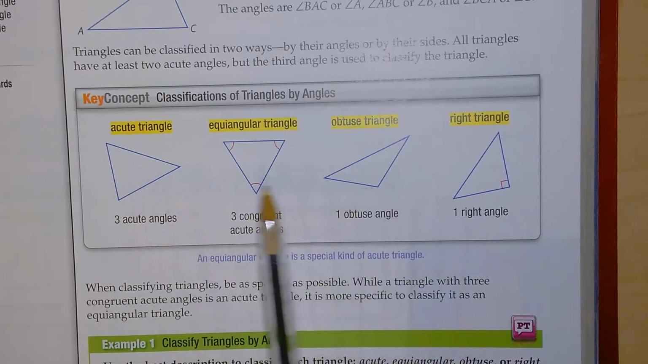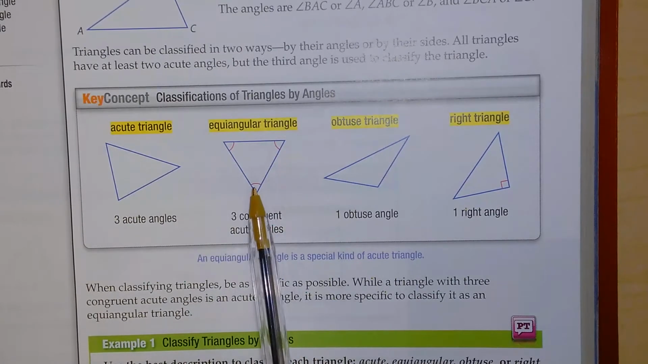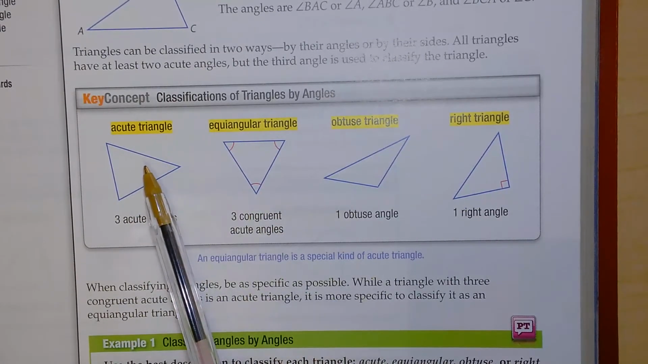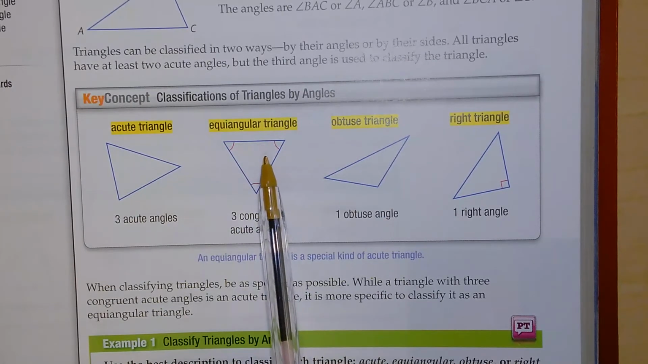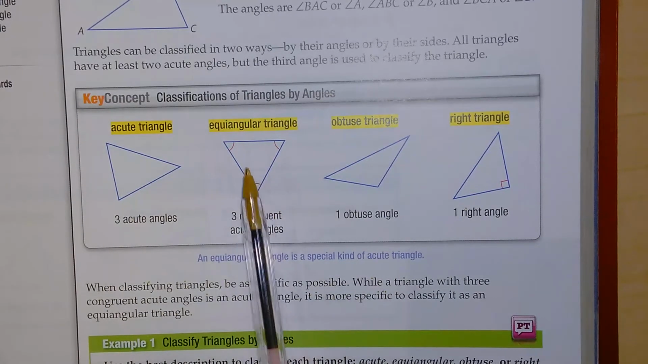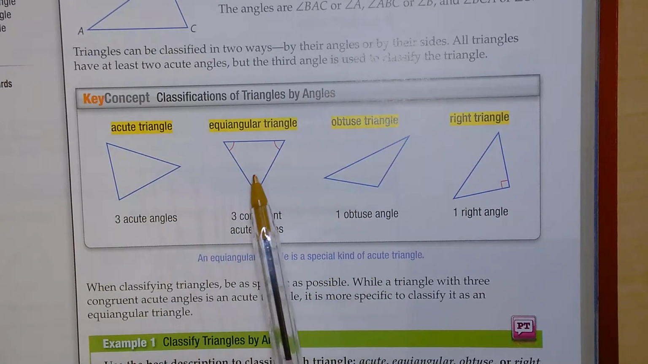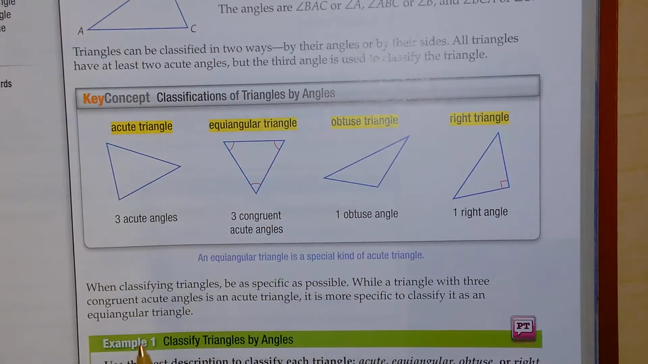Now there is going to be some overlap of some of these names. For instance, an equiangular triangle is automatically acute because all three angles are 60, so they're all less than 90. But we always want to give the best name for these triangles. So if I ask you for the best name of this triangle, even though acute is correct, it's not the best name. We want the most specific name, which would be equiangular. So make sure that you give me the most specific name anytime they ask for the name of a triangle.